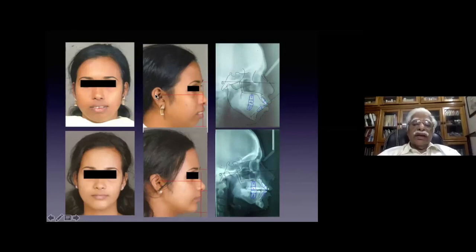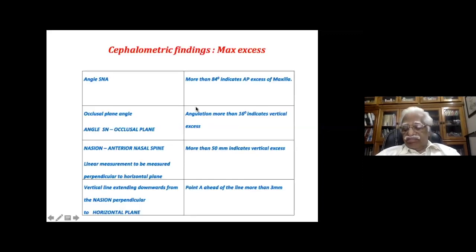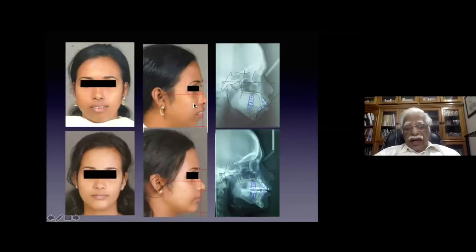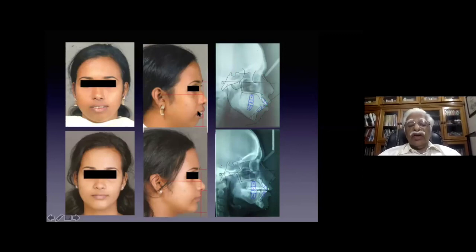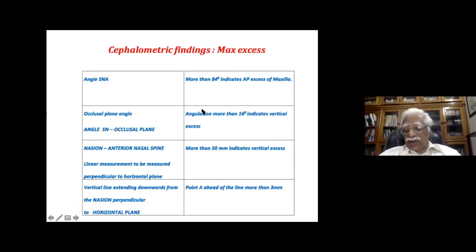Another girl, see, here also this is the clinical Frankfurt horizontal plane, and then the subnasal perpendicular. The upper lip is a little prominent, the lower lip is also prominent, and the chin is quite deficient. So what does this girl need? She needs a Le Fort 1 osteotomy to correct the vertical excess of the maxilla, and an anterior maxillary osteotomy to push back the anterior segments.